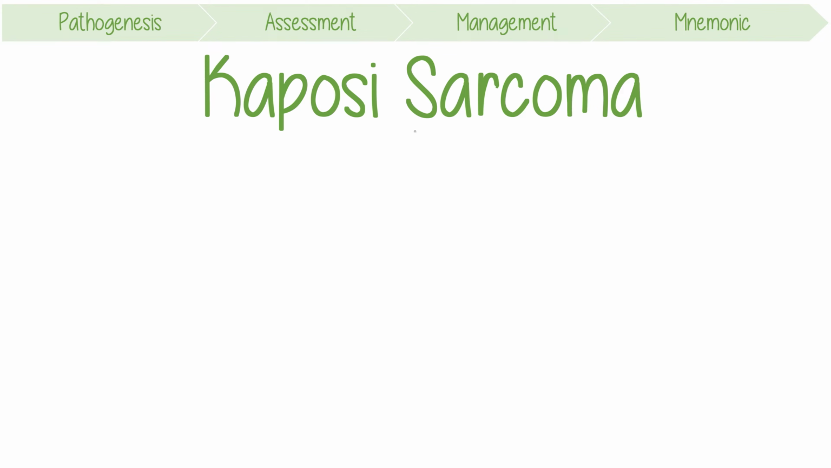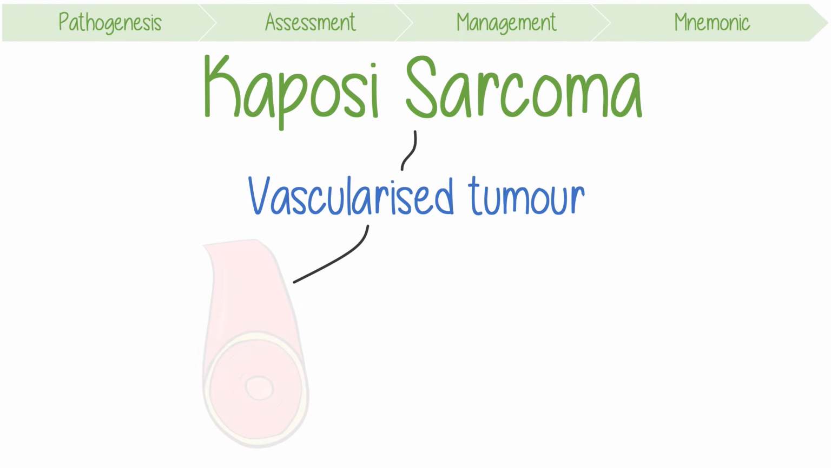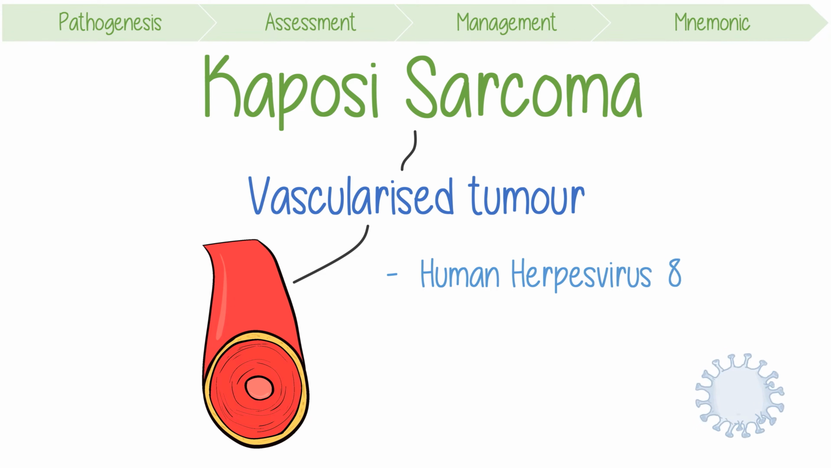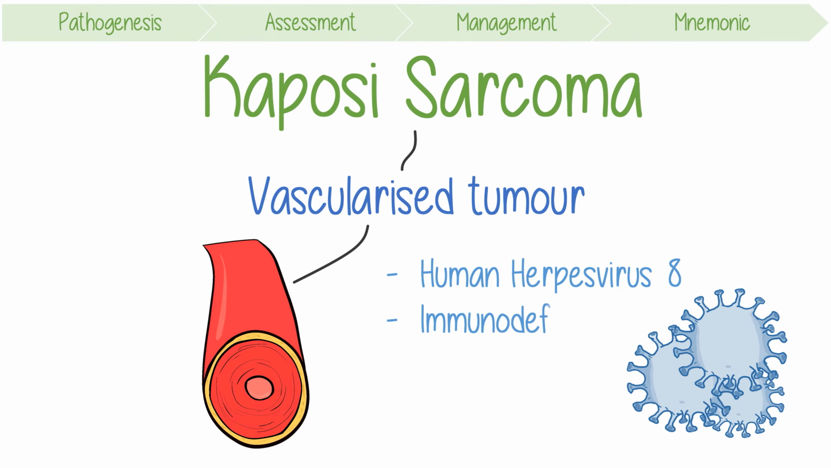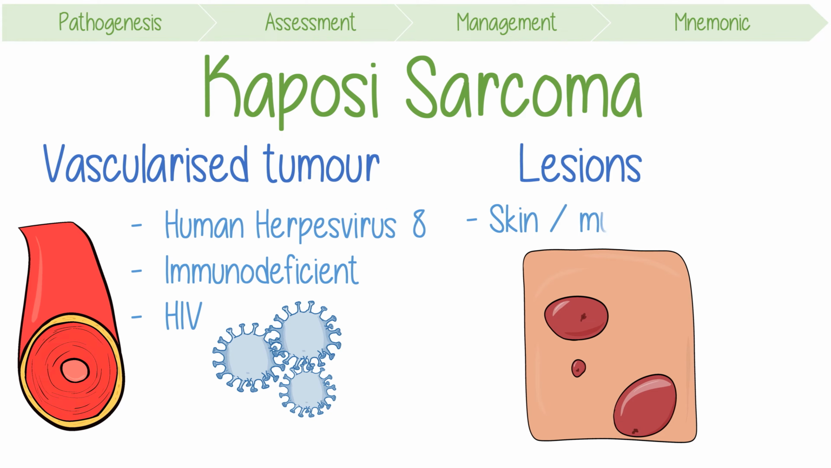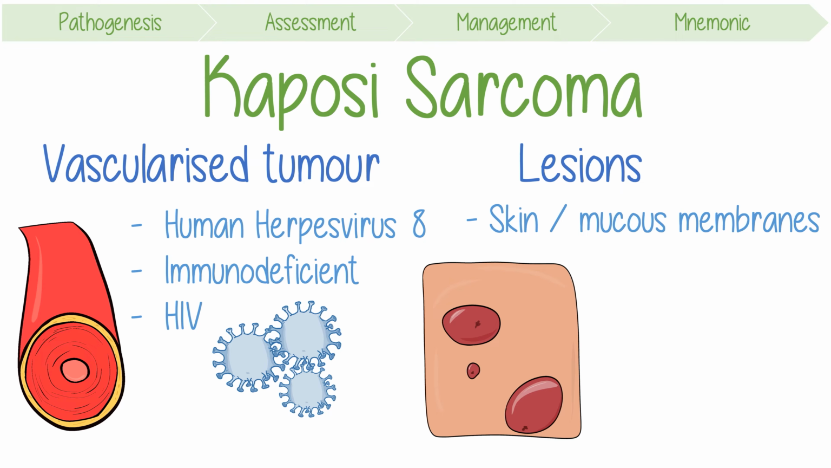Kaposi sarcoma is a highly vascularized tumor of the endothelial cells lining blood vessels. It's caused by the sexually transmitted human herpes virus 8 in patients that are immunodeficient, commonly due to HIV. It presents with multiple red lesions anywhere on the skin or mucosal membranes. However, it can become more extensive, involving the lymph nodes and visceral organs.